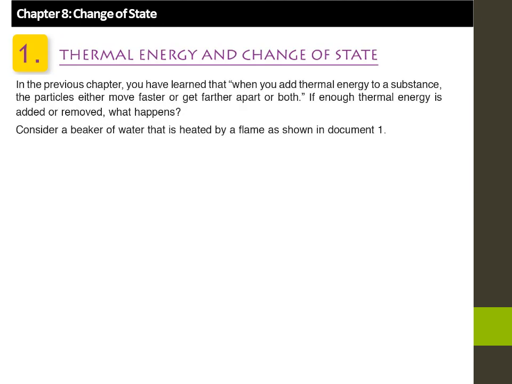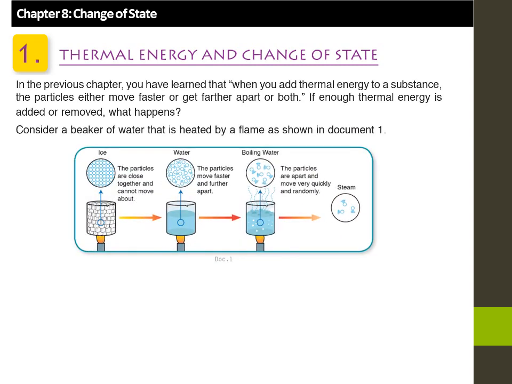In the previous chapter, you have learned that when you add thermal energy to a substance, the particles either move faster or get farther apart or both. If enough thermal energy is added or removed, what happens? Consider a beaker of water that is heated by a flame as shown in document 1.